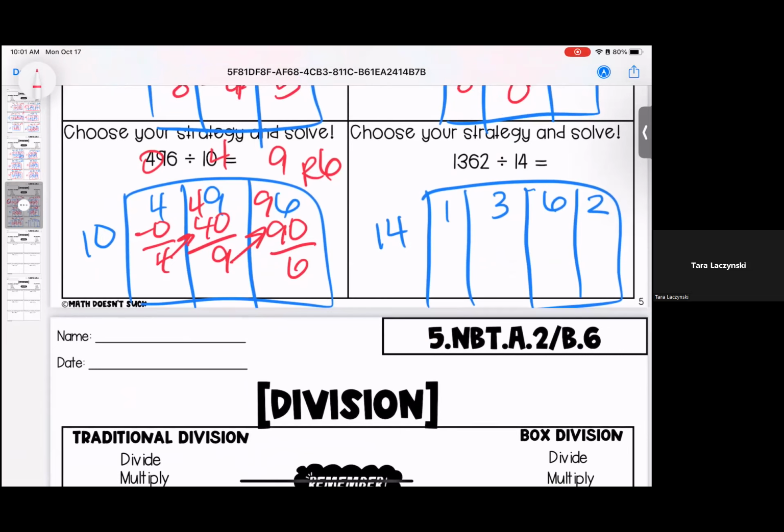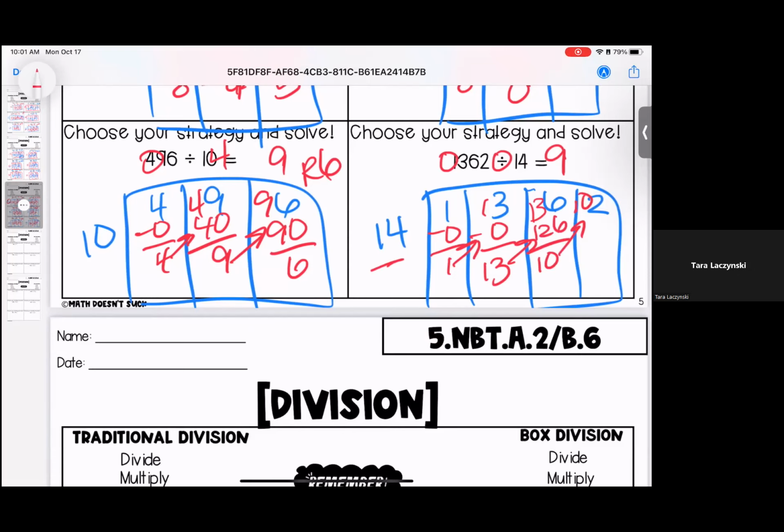This one is the land of sticky icky because it does not go into 1. It does not go into 13, but it does go into 136. The closest that I can get that is going to be 9 times. 9 times 14 gives me 126. I'm left with 10, but it's smaller, so that means it's okay.